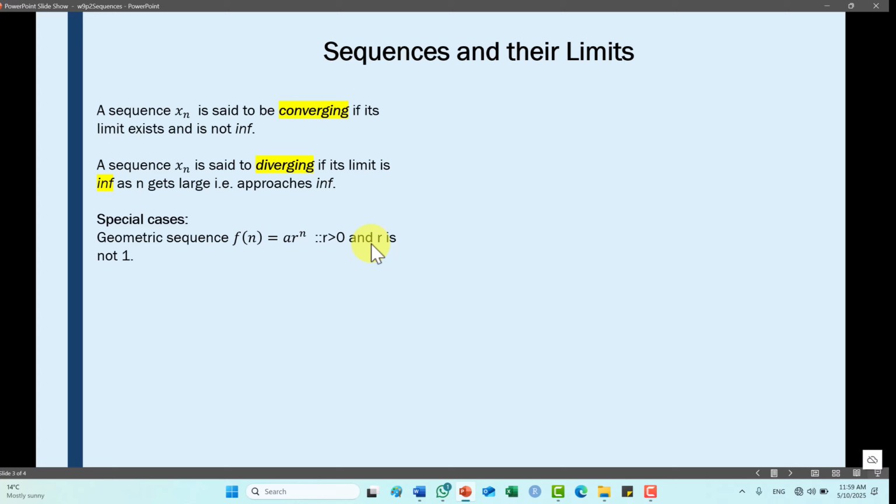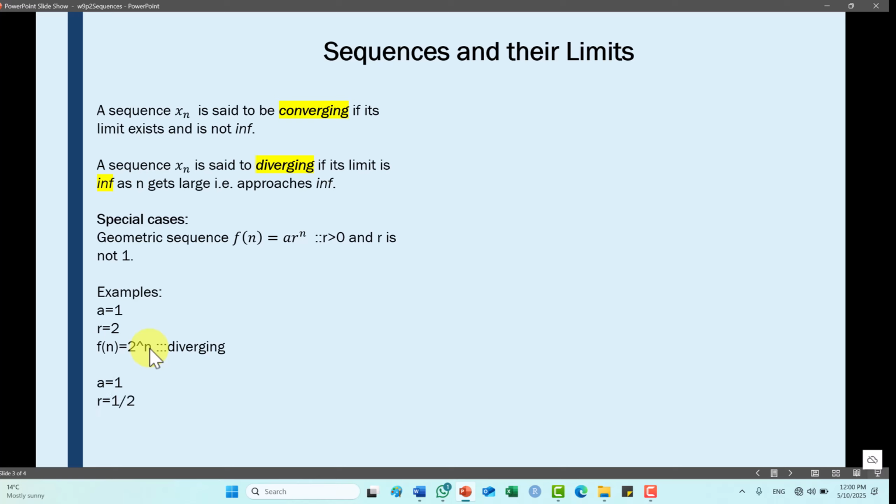A special type of sequence is the geometric sequence, defined by Fn equal to a times r to the power n, where r is bigger than 0 and not equal to 1. For example, if a is 1 and r is 2, then Fn is 2 to the power n, and we know that this is diverging because as n gets larger, 2 to the power n goes to infinity.